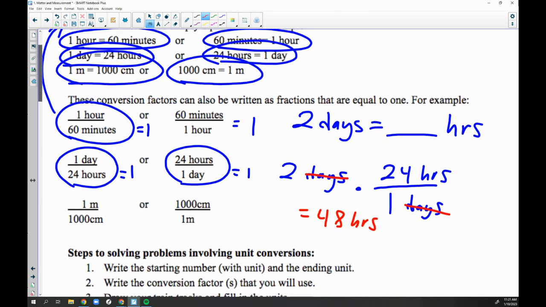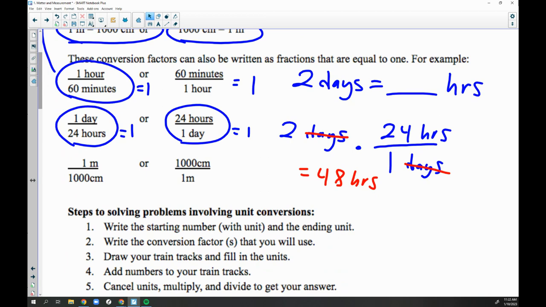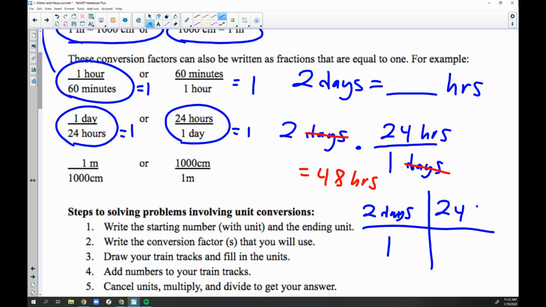So keep in mind, when we do these, we're going to end up putting it in these train tracks. So that problem we just did, we'd have 2 days over 1 times 24 hours over 1 day. Same basic idea, but it would be in those train tracks that we're working with. Okay? So that's how you use a conversion factor to convert from one unit to another. But let's get a little more specific here.